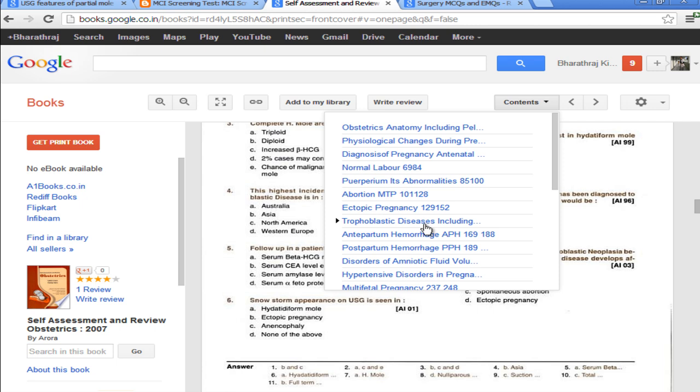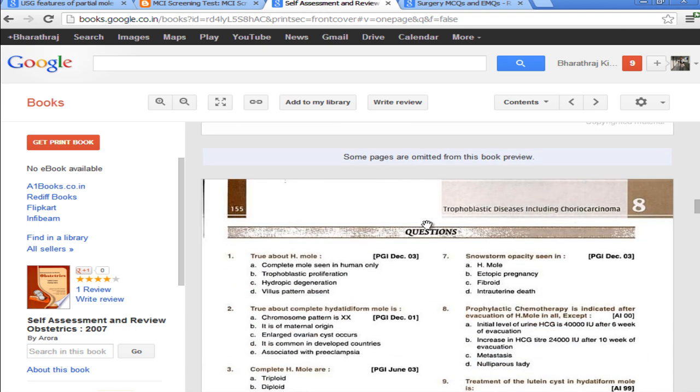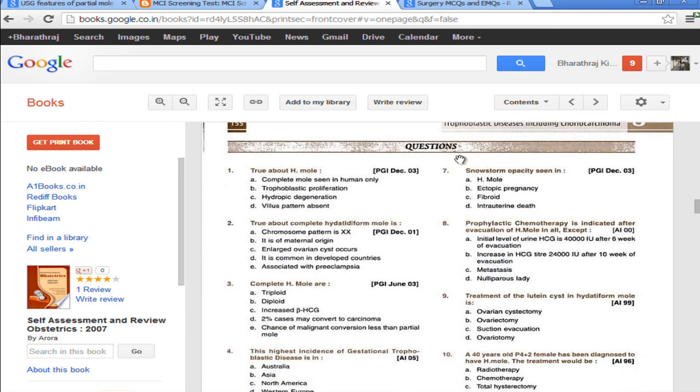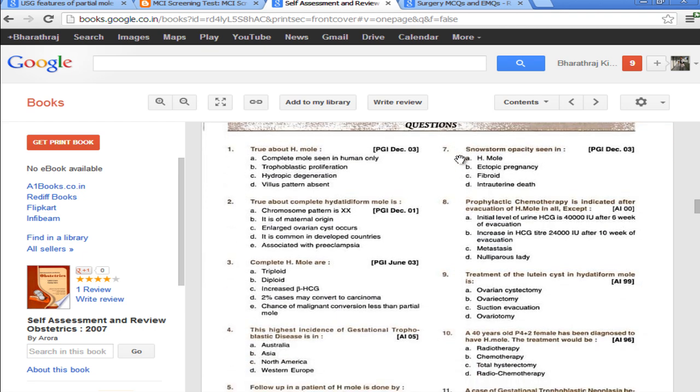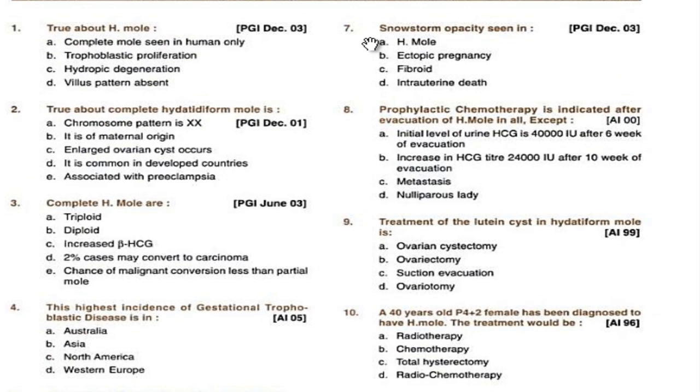You go there and you click on the contents. You're going to see trophoblastic diseases including choriocarcinoma. That's chapter 8 in our book, and you click trophoblastic diseases, you will end up in this page. This is an older version of a book. You won't get some pages, but obviously you'll get other pages. Let us quickly go through the other questions that have been asked in H-mole. H-mole is actually a benign tumor with a malignant potential. It's a benign tumor of the chorion with a malignant potential.